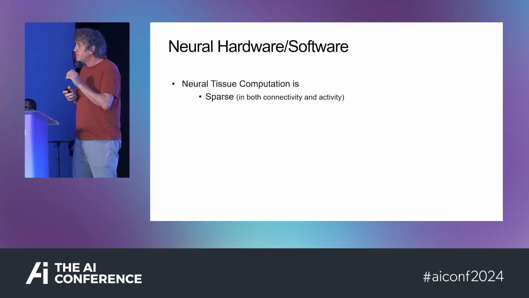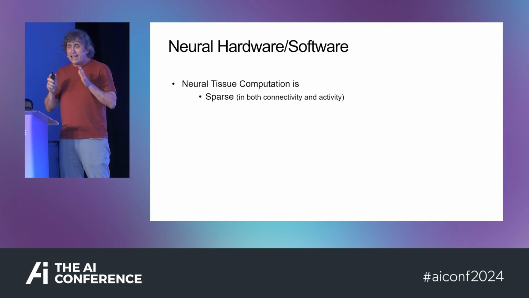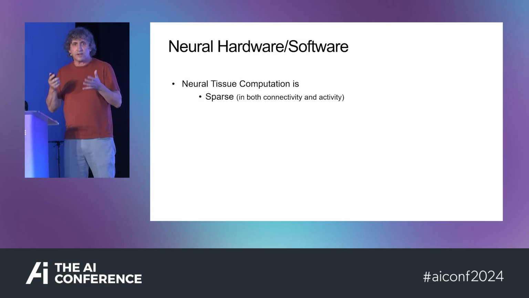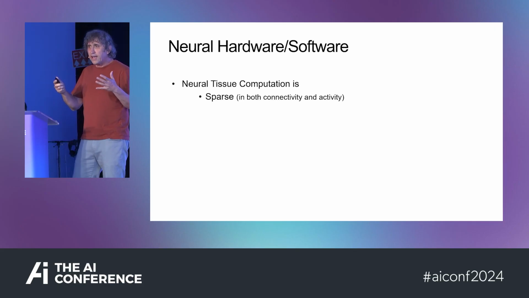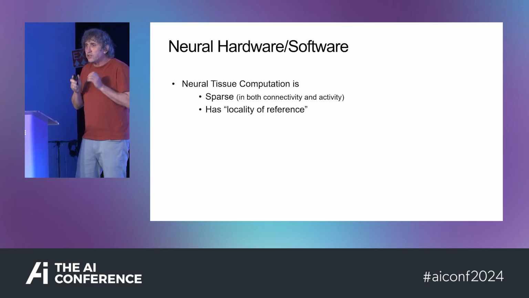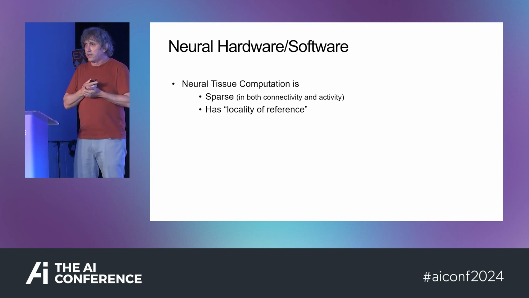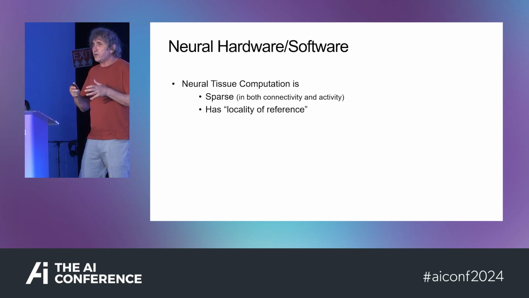So one, neural computation, even though the images I showed you looked extremely dense, is actually very sparse. It's sparse in the connectivity, and it's sparse in the actual firing. There's not that many connections, and the neurons themselves are not firing that often. The other thing is that brains have incredible locality of reference. A neuron fires into its neighboring neuron. So if you want the computing equivalent of this, it's like all the weights are there in the hardware. Everything is in cache. And so it's extremely efficient.